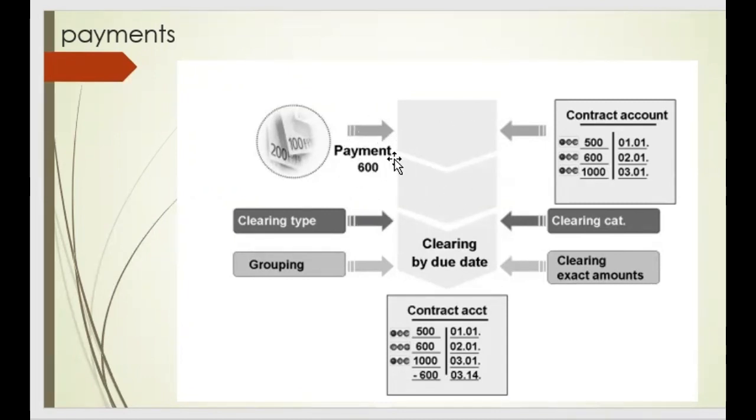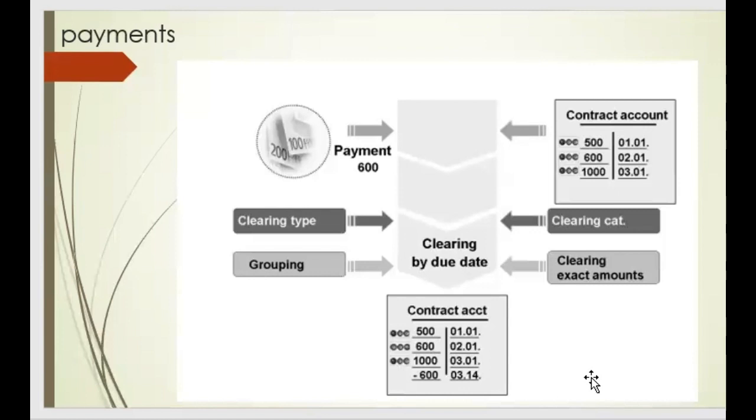Like here in this case, you can see there is a 600 payment, and the incoming payment is coming, 600 for 2nd January. Now the contract account comes here, and for 2nd January, it clears the 600. The date it is showing is 14th of March. So this is the 1st of February, 14th of March, it gets cleared, minus 600. That means whatever the total amount is, deduct 600. Now, out of this, which do we need to clear? That will come from the clearing type and clearing category. It will create a rule.